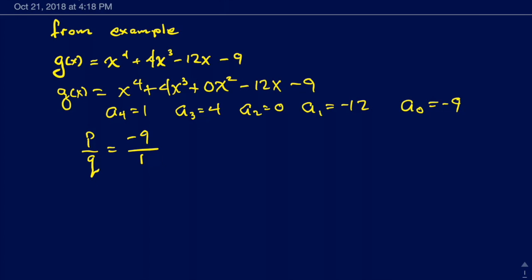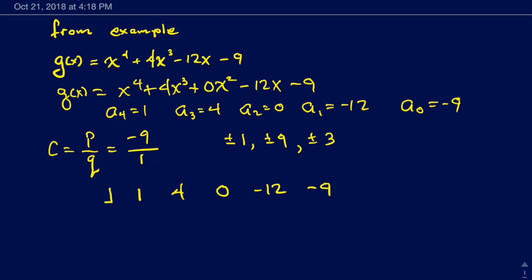So this really comes out to be that our possible values for c are going to be plus or minus 1, plus or minus 9, plus or minus 3. And that looks like it's it, because those are all the fractions that we can form out of a sub 0 divided by a sub 4. And so now what we do is we take the coefficients and we write them like this: 1, 4, 0, negative 12, and negative 9.